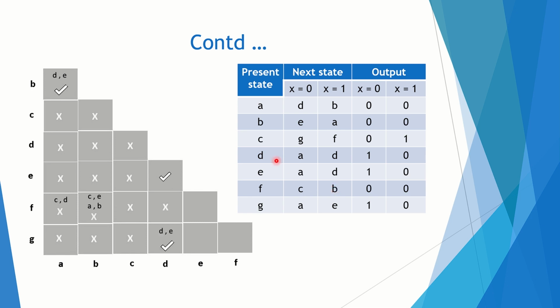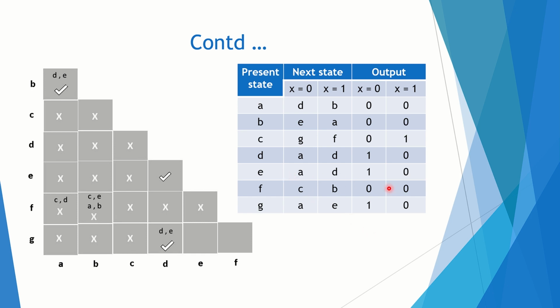D and G have the same output. The condition is that when D and E are equal, then D and G are also equal. So we put a tick mark here. Now let us see E and F.